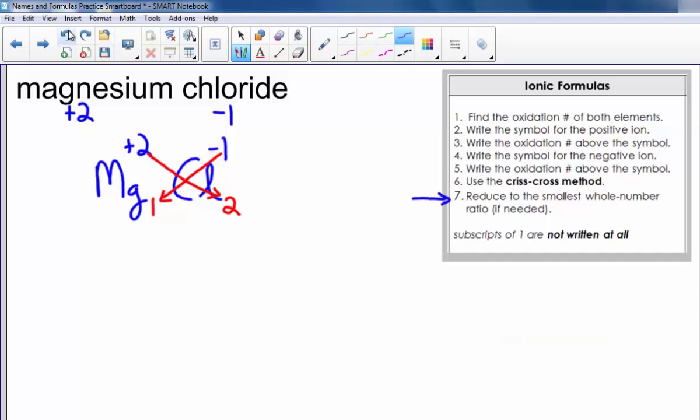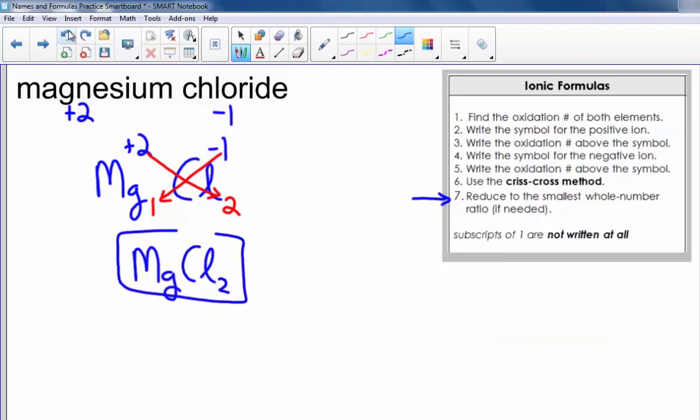Now for step 7, we can reduce to the smallest whole number ratio if needed. Right now we've got a 1:2 ratio, and so we can finish this up and say that the final answer is MgCl2. And so that would be the final answer. We couldn't leave it with all the scratch work on top of it. It's a little bit hard to read, and so we just need to rewrite these kinds of problems.